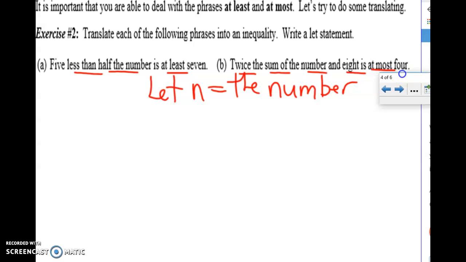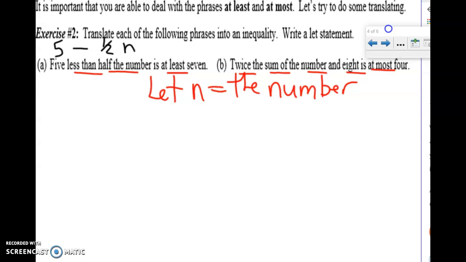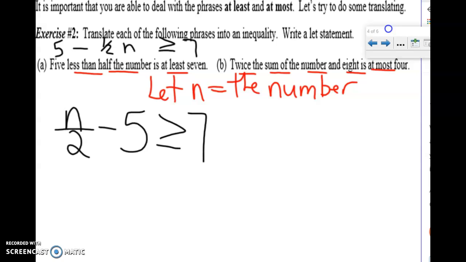That'll be much quicker. All right, so we're just going to simply go through here and maybe do a little annotating. 5 is 5, less than is subtraction. 1/2 is n. At least, we just saw that, meaning greater than or equal to 7. So can we use the same order that we read this in? No, remember that less than does change the order. And instead of writing this as 1/2, I'm going to write n divided by 2, and then less 5. So there's your half of n less 5, at least, meaning greater than or equal to, and then 7. So there you have it.